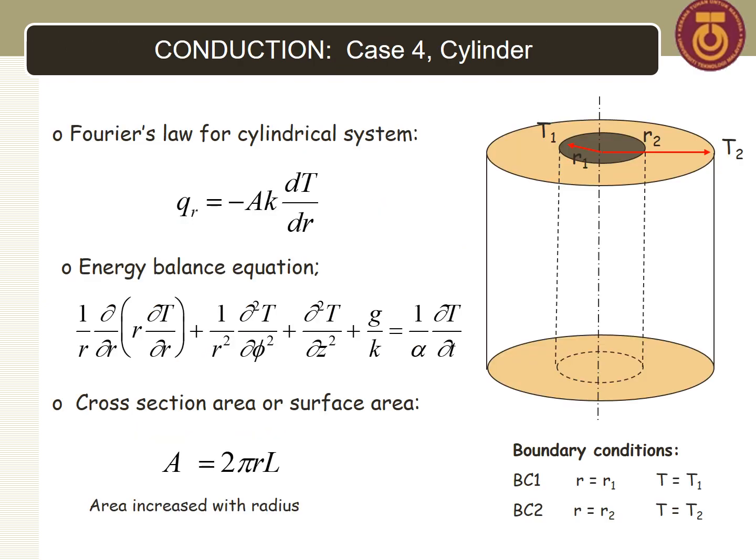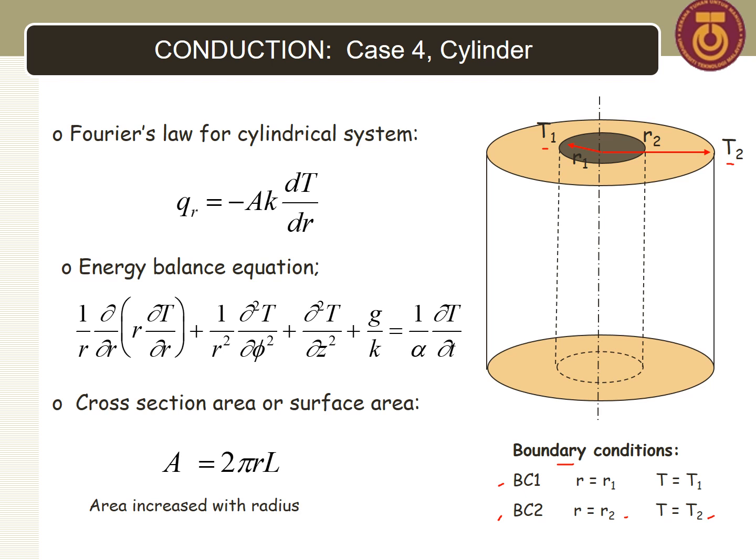Okay, before we start the derivation, let's have a look on our system, which is a cylinder. So we see that this is a cylinder with R1 and R2. So at R1, the temperature is at T1. Then at R2, temperature is at T2. Okay, and because of that, we have the following boundary conditions. R equals to R1, then T equals to T1. At boundary condition 2, we have R equals to R2, then T equals to T2.